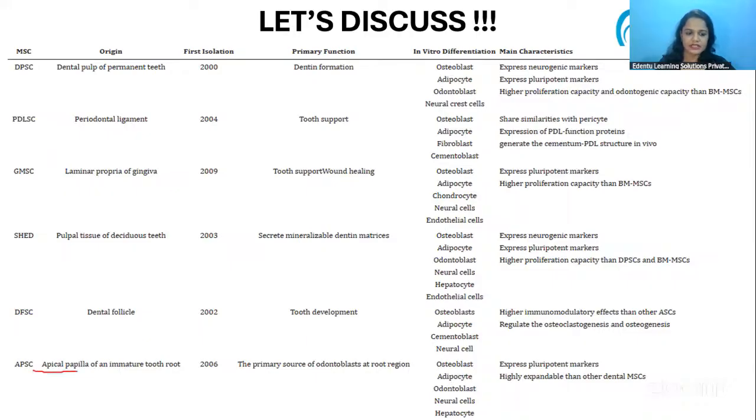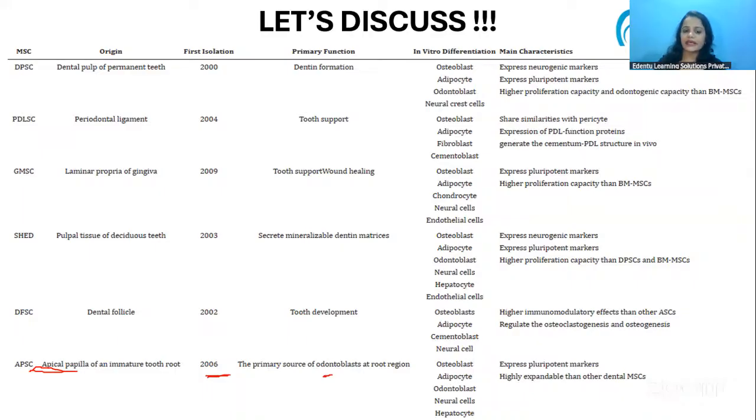As you can see, SCAP was isolated only in 2006, and it is the primary source of the odontoblasts in the root region for dentine formation. One good thing is that if we take these stem cells, process them in the lab, and use proper induction techniques to activate them, these stem cells can get converted to osteoblasts, the bone forming cells. From just this one cell, it can form bone.